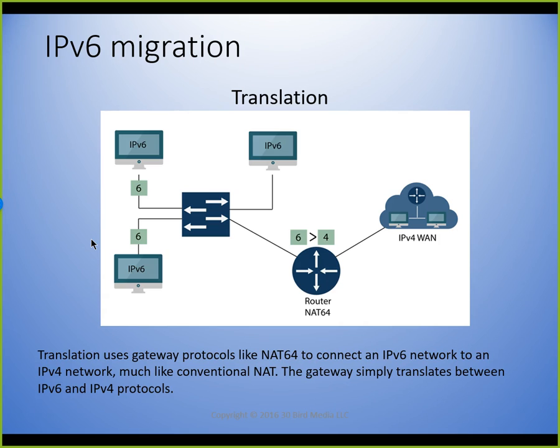Translation, these are just some other ways to do it. Translation uses protocols like NAT64 to connect IPv6 to an IPv4 network, like conventional NAT, so that it's not using a dual stack. I think that at least all Windows and all Linux are using dual stack, so it shouldn't be an issue with this thing, but it can translate from IPv6 to IPv4 and IPv4 to IPv6 to talk back in the other direction.